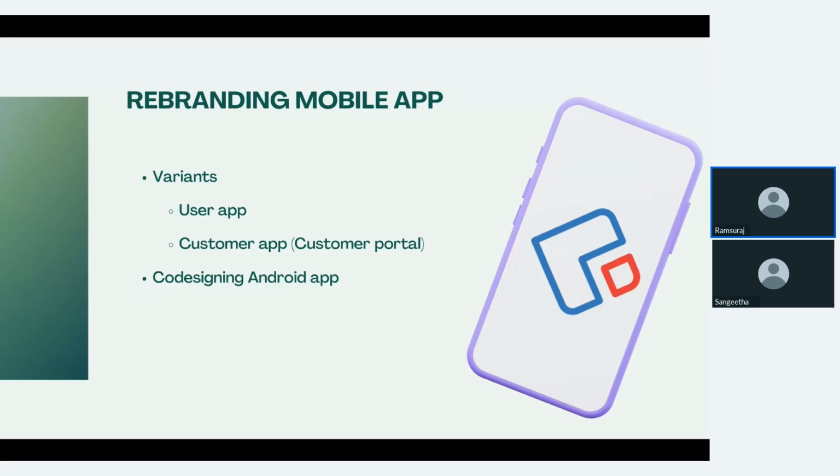The customer app is for the customers, that is, the portal users who will be using the app from the client side as end users. The admin can usually use the web version, and the client can use the customer portal as a mobile version, or the end user can use the customer portal as a web version too. Then we'll be seeing the code signing of an Android app.